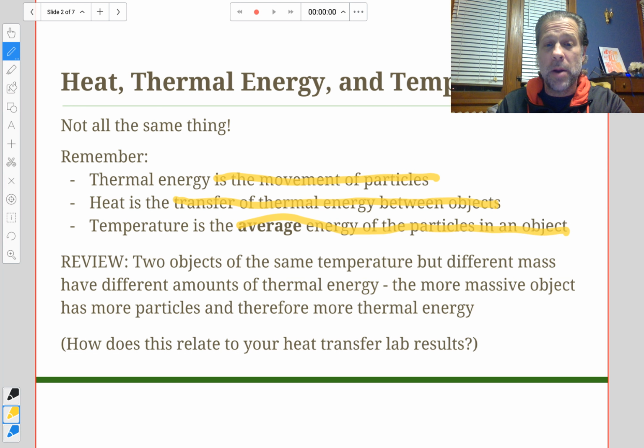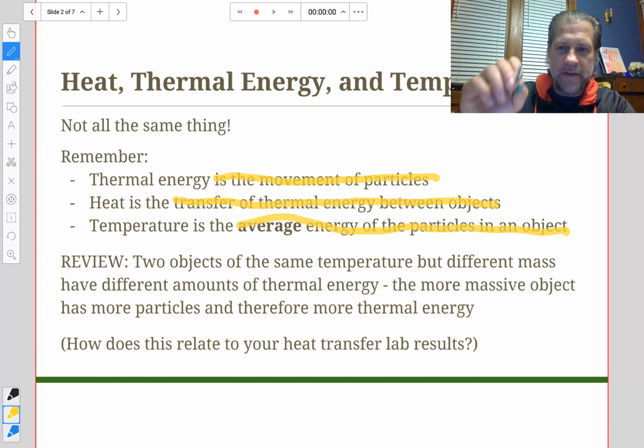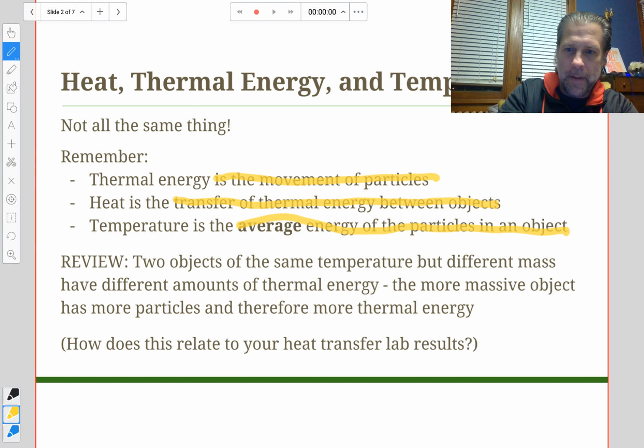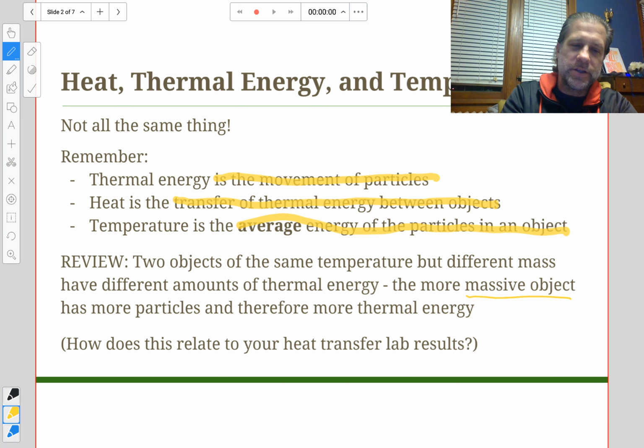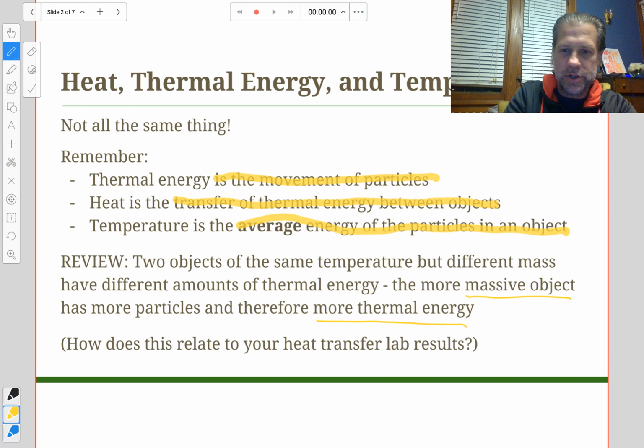Another thing that we should probably remember is that if two objects of the same temperature have different masses, they have different amounts of thermal energy. The object with more mass has more particles, and as a result, will have more thermal energy.